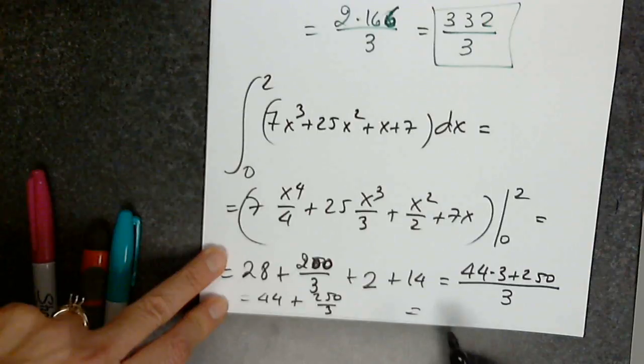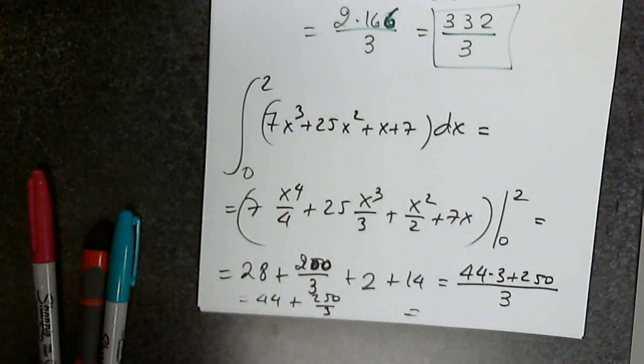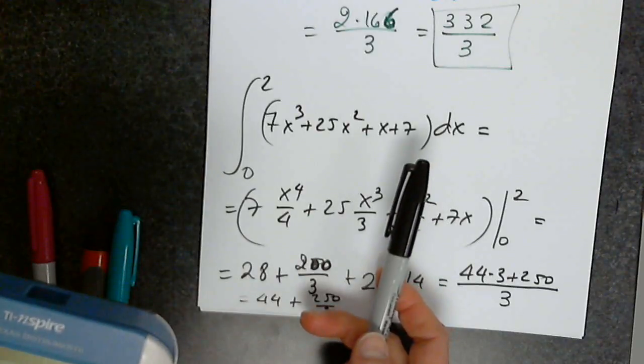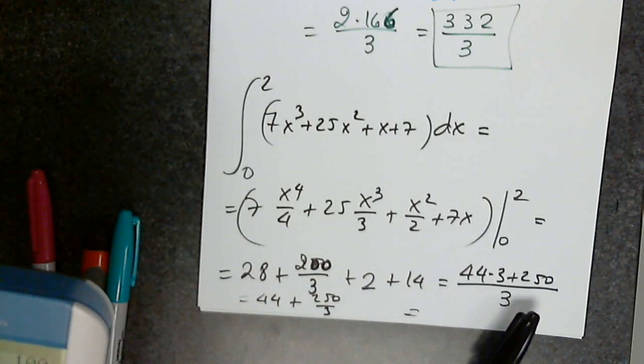So what is 44 times 3? I got lazy all of a sudden. 44 times 3 and plus 250. Maybe like 132.